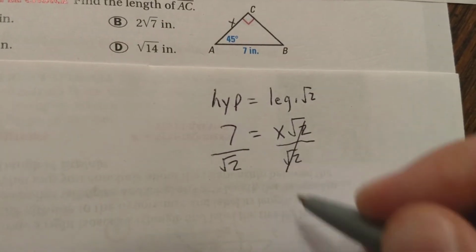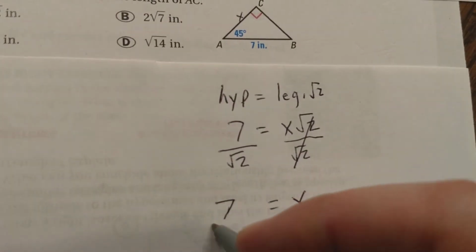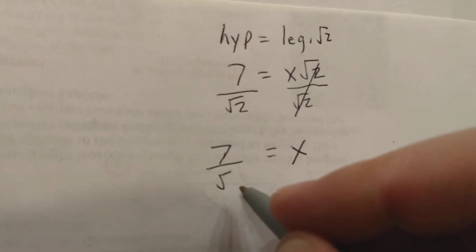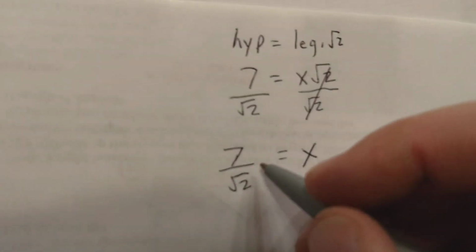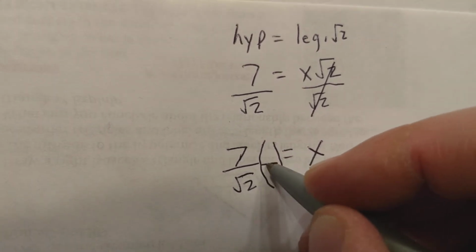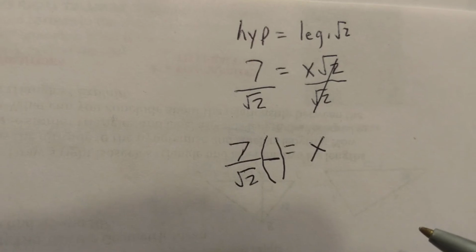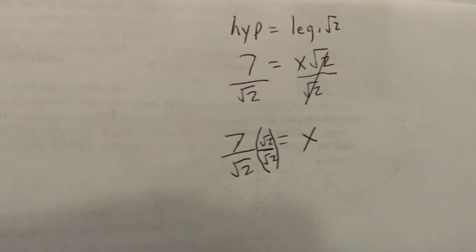And those cancel, and I get X all by itself like I wanted to. But then over here I've got 7 divided by the square root of 2, and that looks kind of ugly. We don't like to have a radical in the denominator. So to get rid of that, we're going to multiply this whole thing by 1. But instead of calling it 1, or 1 over 1, we're going to call it square root of 2 over the square root of 2.